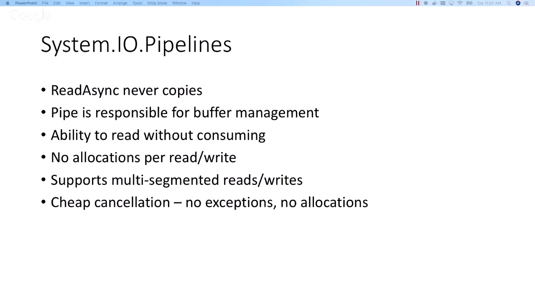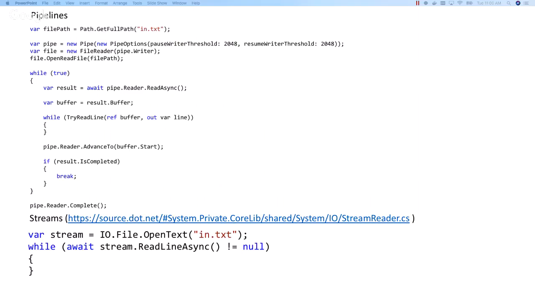There's no allocations per read, per write. The per operation allocations are gone. We internally store the buffer as a linked list of chunks to avoid allocating giant buffers in memory all at once. Cheap cancellation: there's no exceptions, no allocations. It just yields the current read. So if you say cancel, it'll return you a result saying, oh, I canceled, instead of throwing an exception. So it's cheaper.